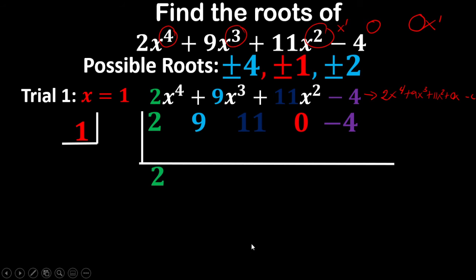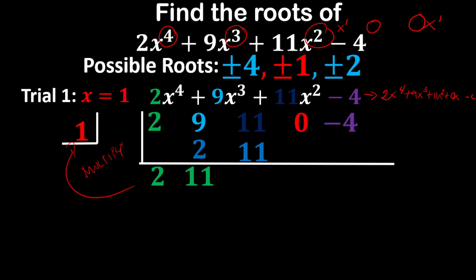Next, bring down the first coefficient and then multiply. 2 times 1 is 2. 9 and 2 is 11. 11 times 1 is 11. 11 and 11 is 22. So, anong ibig sabihin yan? Positive, positive lahat. Tapos, pataas pa. So, ibig sabihin dito sa part na to, stop ka na. Okay? Yan yung kapag nagsosolve ka na.